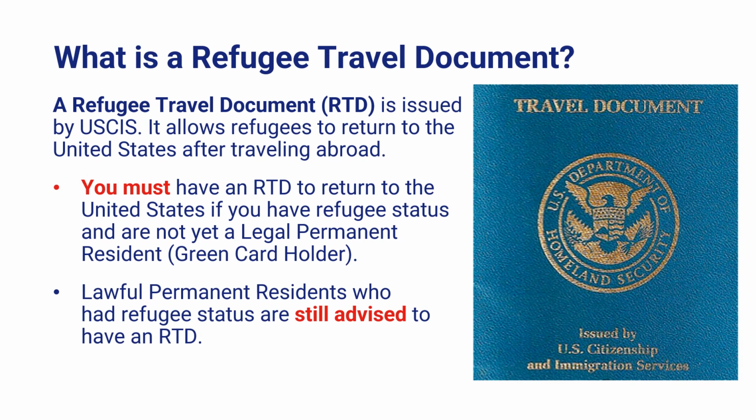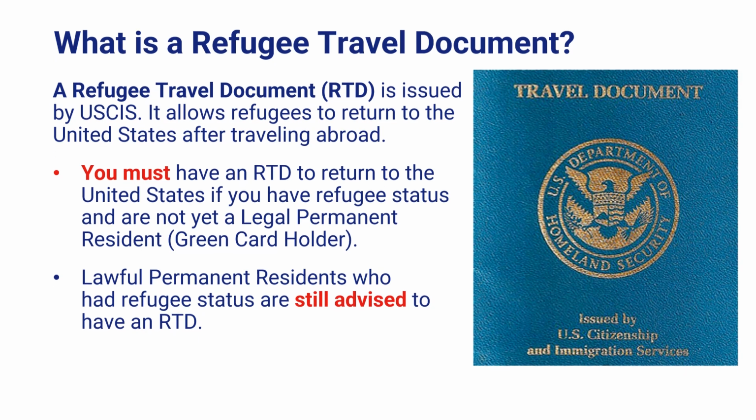A Refugee Travel Document is a document issued by the United States Citizenship and Immigration Services, or USCIS. It is for individuals with refugee or asylum status. It is also for lawful permanent residents, also known as green card holders, who had refugee or asylum status. A Refugee Travel Document permits international travel and re-entry to the United States. If you are in the United States on refugee or asylum status, get a Refugee Travel Document before traveling. It is essential for your return.